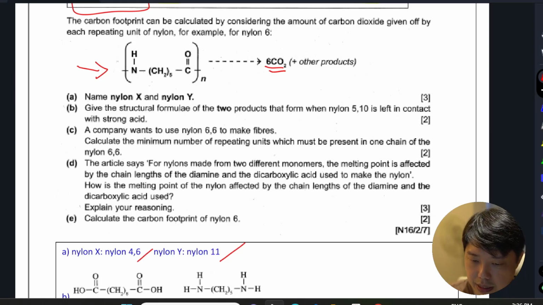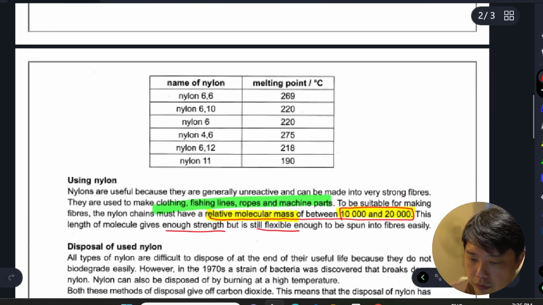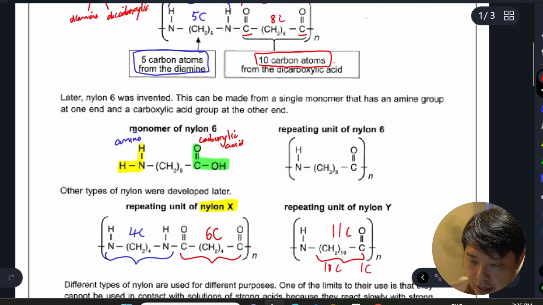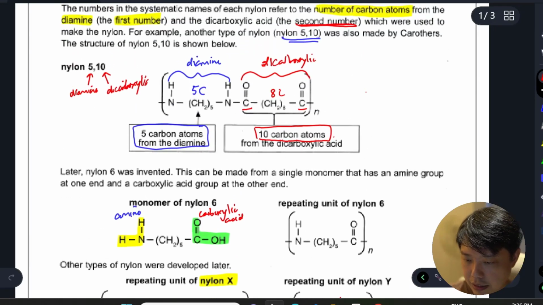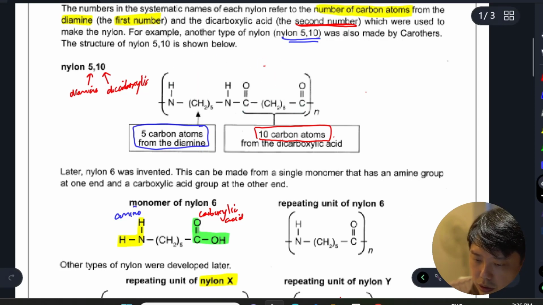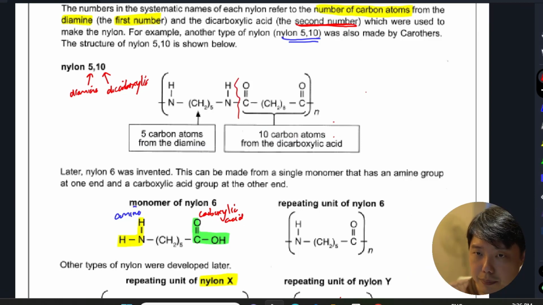Part B says give the structural formula of the two products that form when nylon 510 is left in contact with a strong acid. So if you look at nylon 510, where is nylon 510? Right here, nylon 510. Get rid of all the markings first. When you leave it in contact with a strong acid, what's actually going to happen is that there's going to be a cleavage of your amide linkage. Your amide linkage.